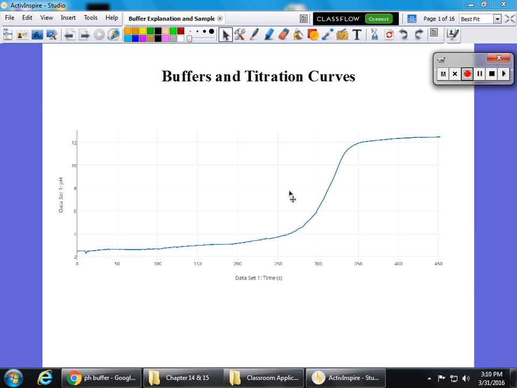Hey guys, Mr. Palmer here with a review, or a little intro, to buffers and titration curves. This is a really important idea in Advanced Placement Chemistry. For many people, this is a struggle to understand.